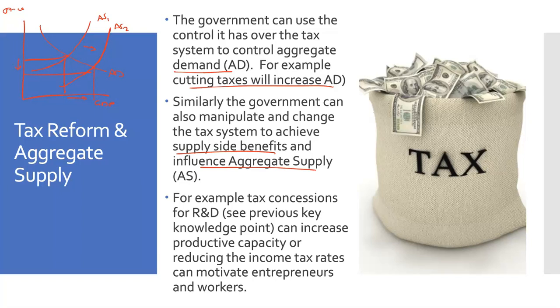An example that we've just talked about in a previous video and a previous key knowledge point are tax concessions for research and development. By providing that incentive for businesses to do research and development via tax concessions, so less tax, this will influence and hopefully motivate businesses to do research and development and come up with the next great idea, which will result in an increase in aggregate supply.